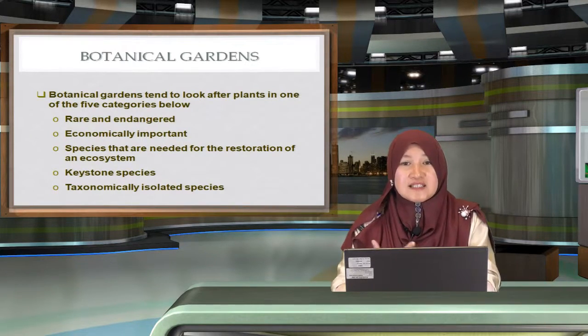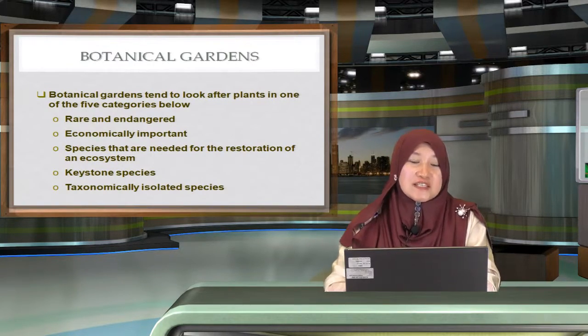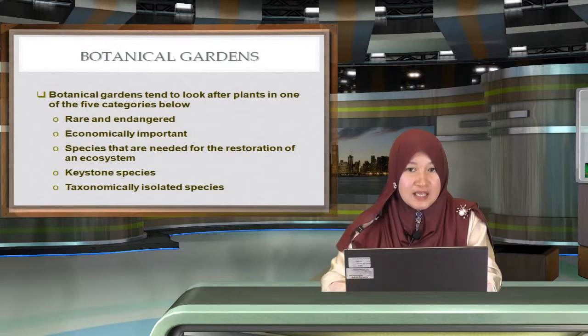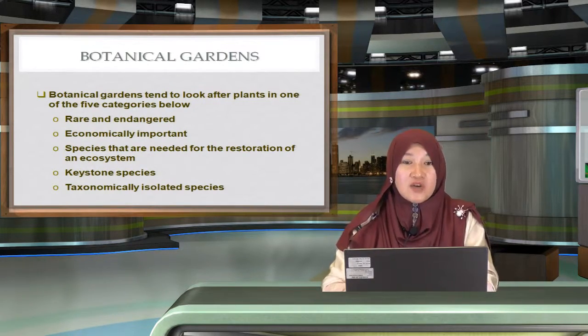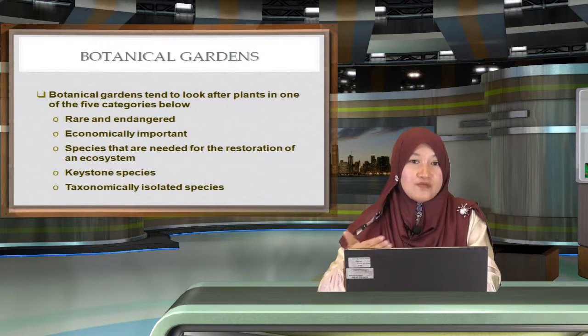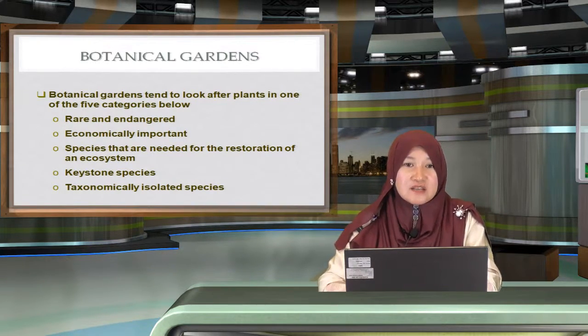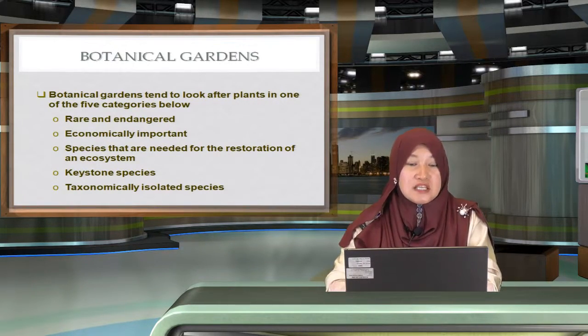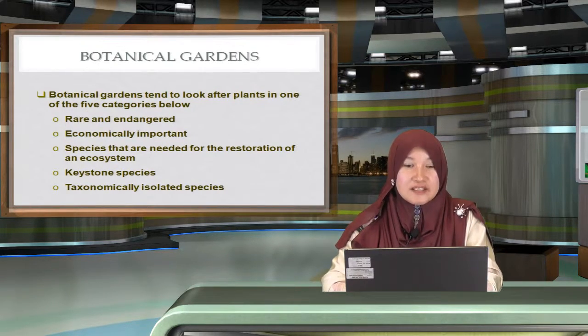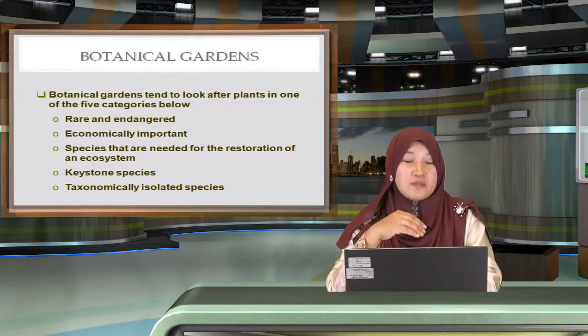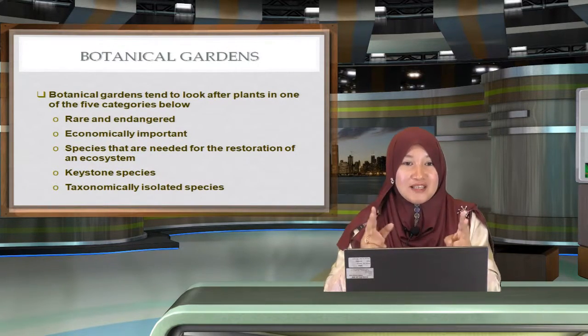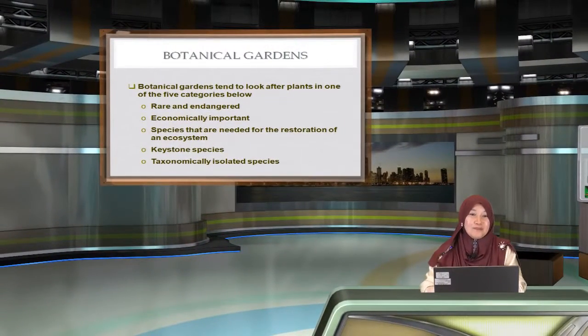Botanical gardens tend to look after plants in one of the 5 categories below. So they do not simply take every plant in the world they can get. They have criteria or categories that they look at before the collection of specimens. The first category is rare and endangered. Then economically important: if a species is not rare but has economic value, they will collect it and put it into botanical gardens, because it is at risk of being overexploited by the economy.